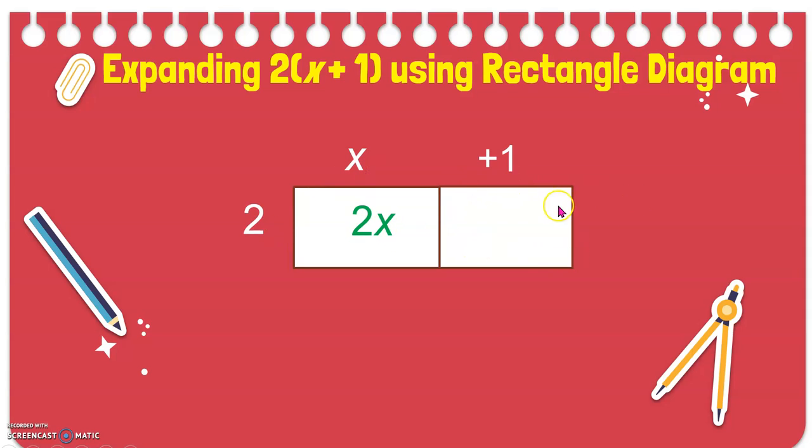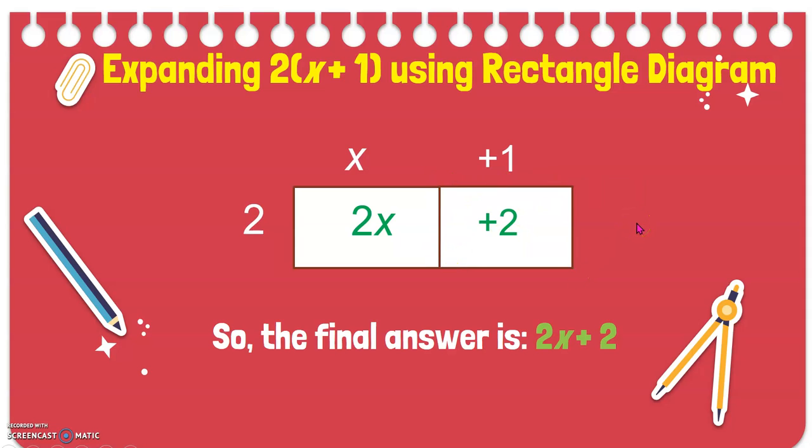For this rectangle, the unit here is 1 and this number here is 2. So in the same way, we are going to have area is 2 times 1 is 2. Length times breadth. So the final answer is also 2x plus 2. So you can see whether you use the Algecards method or the rectangle method, you will get the same answer of 2x plus 2 when you expand 2 bracket x plus 1.